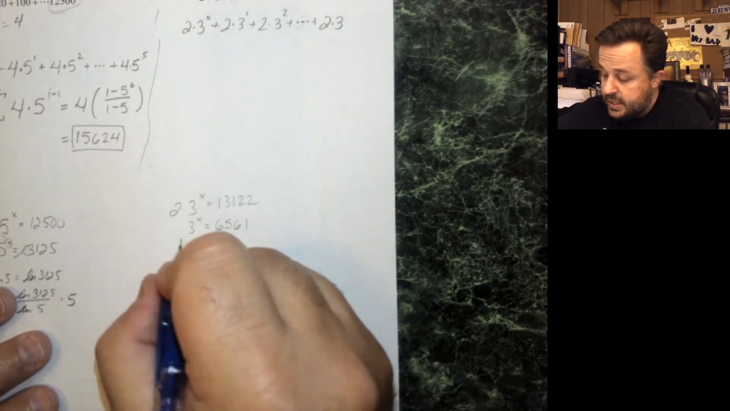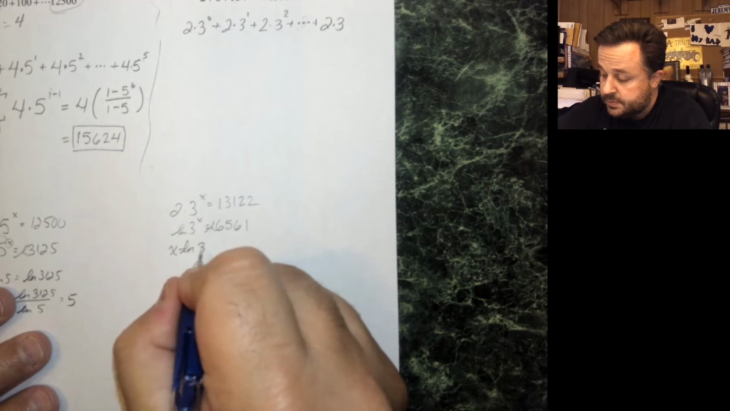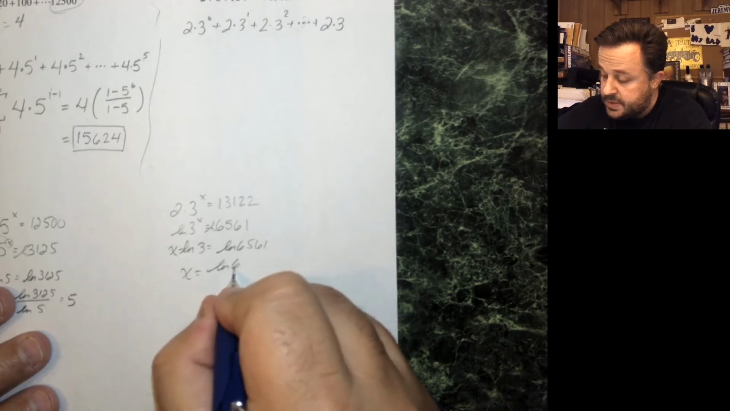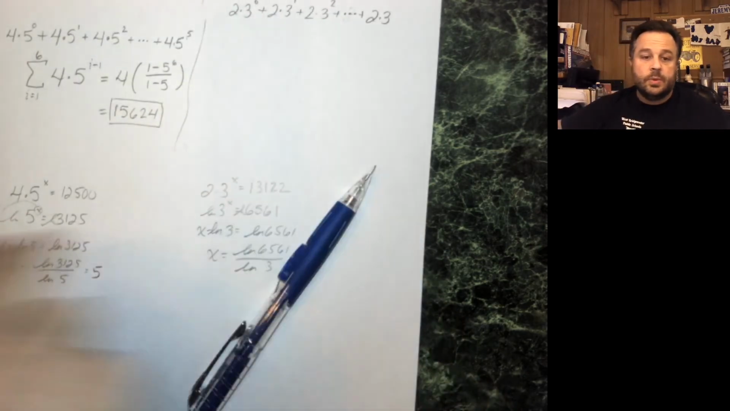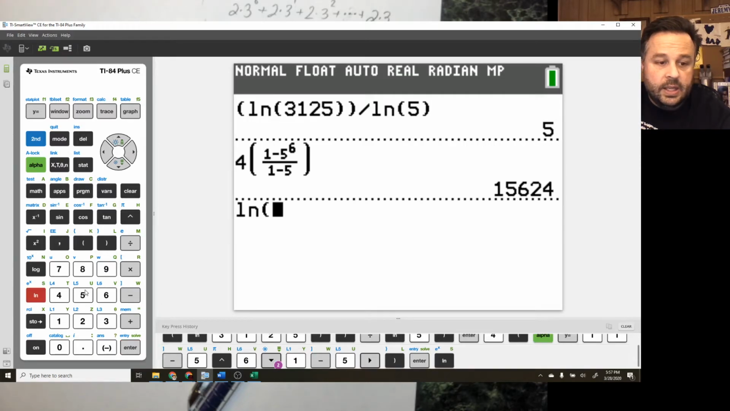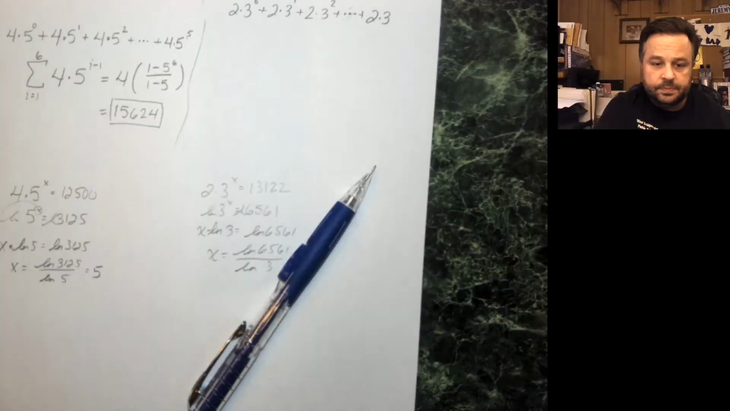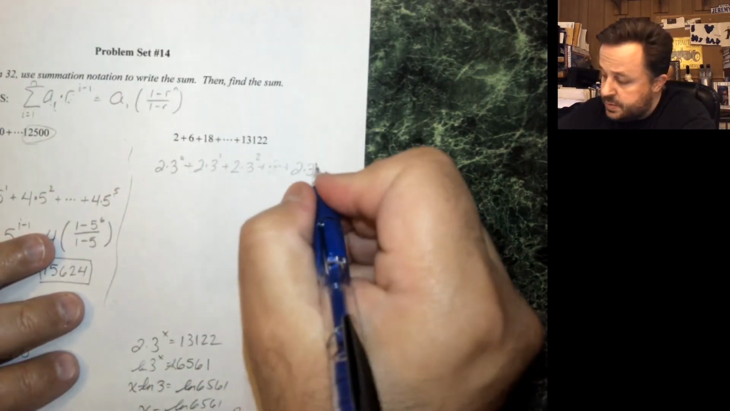And so I'm going to take the ln of both sides and bring the x down. So x will be the ln of 6561 divided by the ln of 3. So we'll go to our calculators. I've got the ln of 6561 divided by the ln of 3, and that's 8. So we have up here that this is 2 times 3 to the 8.